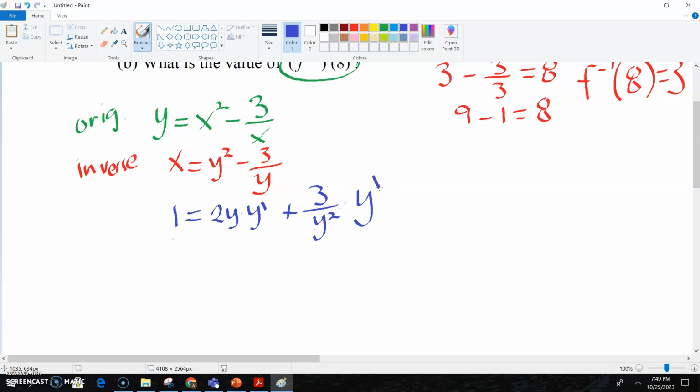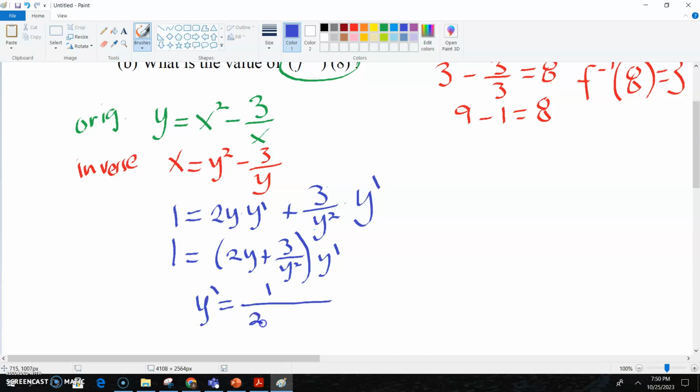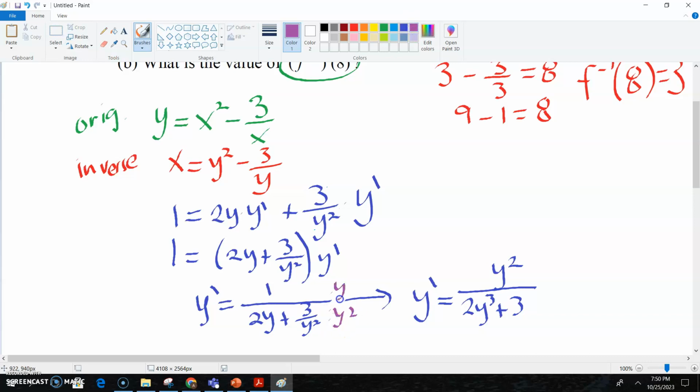We're going to solve this by factoring out the y prime. So we get 2y plus 3 over y squared, y prime. Now solving for y prime explicitly, y prime is equal to 1 over 2y plus 3 over y squared. Now, if we'd like to clean this up, we can say y prime is equal to y squared over 2y cubed plus 3. We get that simply by multiplying the numerator and the denominator by y squared in order to remove that fraction within a fraction issue.